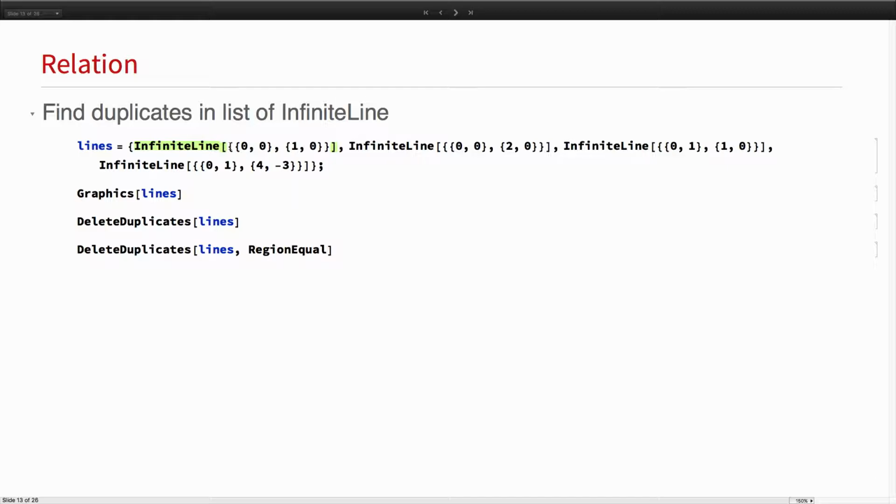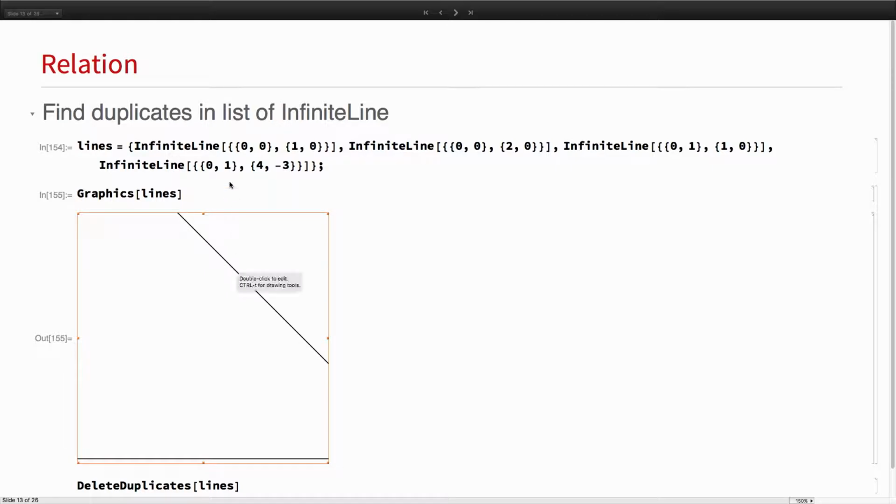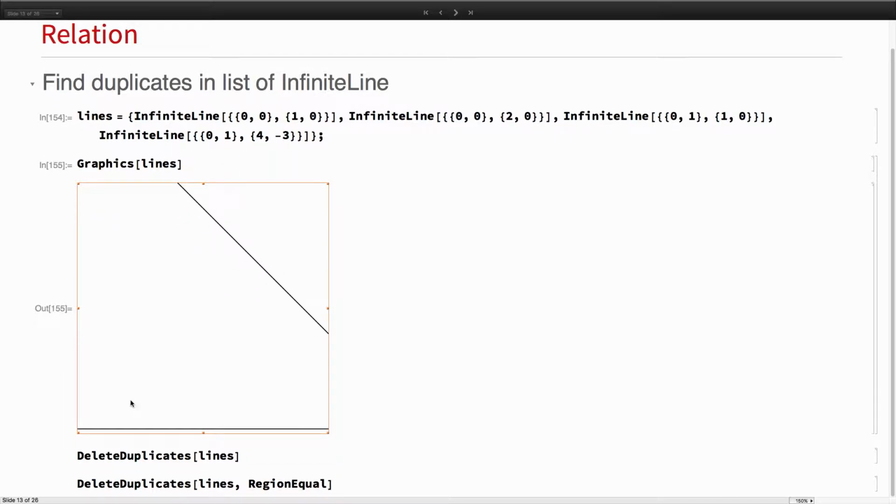So this is just finding duplicates in a list of infinite lines. To define an infinite line, you can use any 2 points, but you can choose any 2 points. So they look different, and we want to delete the ones that lie on the same infinite line. Like here, we're using 4 infinite lines, but if you graph them, we only see 2.